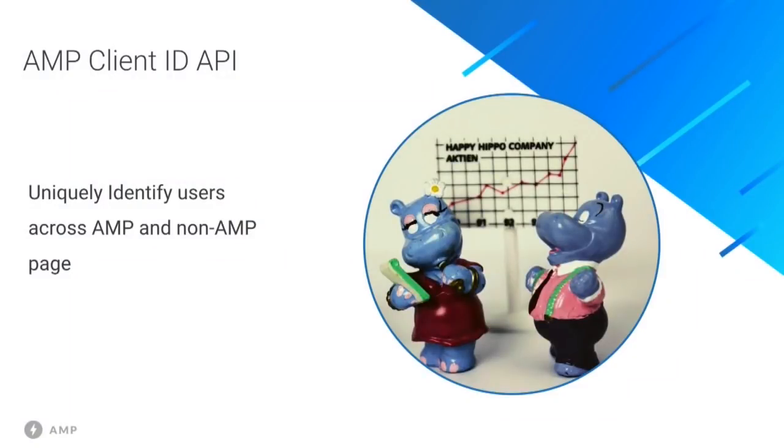We heard from developers that they were worried about going all in because doing cross-origin tracking and analytics across AMP cache, AMP pages, and non-AMP pages was hard. To fix that, we launched the Google AMP Client ID API to help developers to uniquely identify and analyze a user's experience across different origins.